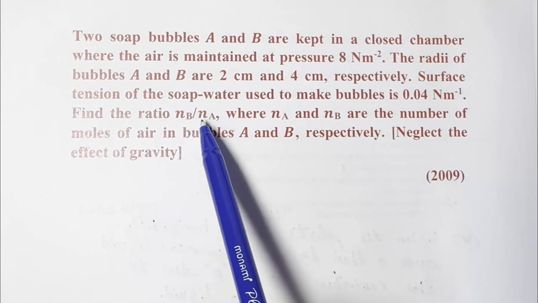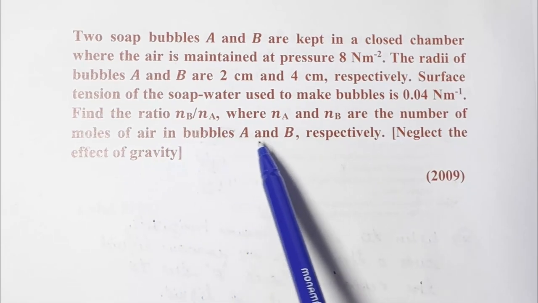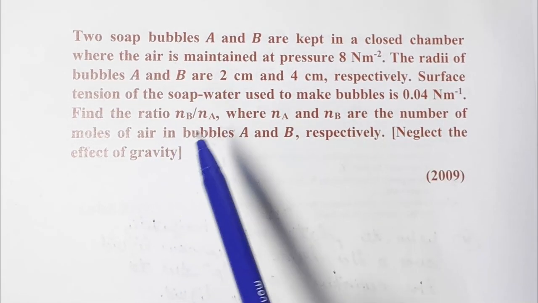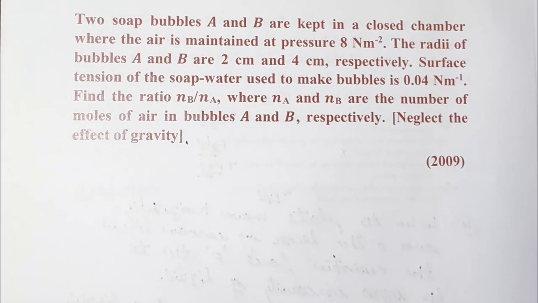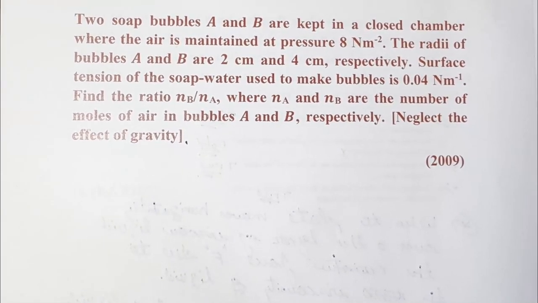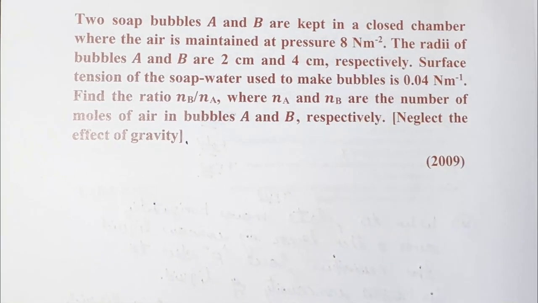Find the ratio of NB to NA, where NA and NB are the number of moles of air in bubble A and bubble B. Neglect the effect of gravity. So in this case, there are two bubbles A and B kept in a closed chamber. Outside pressure is 8. So we are going to use the standard equation which says that the difference in pressure is equal to 4 multiplied by the surface tension divided by the radius.